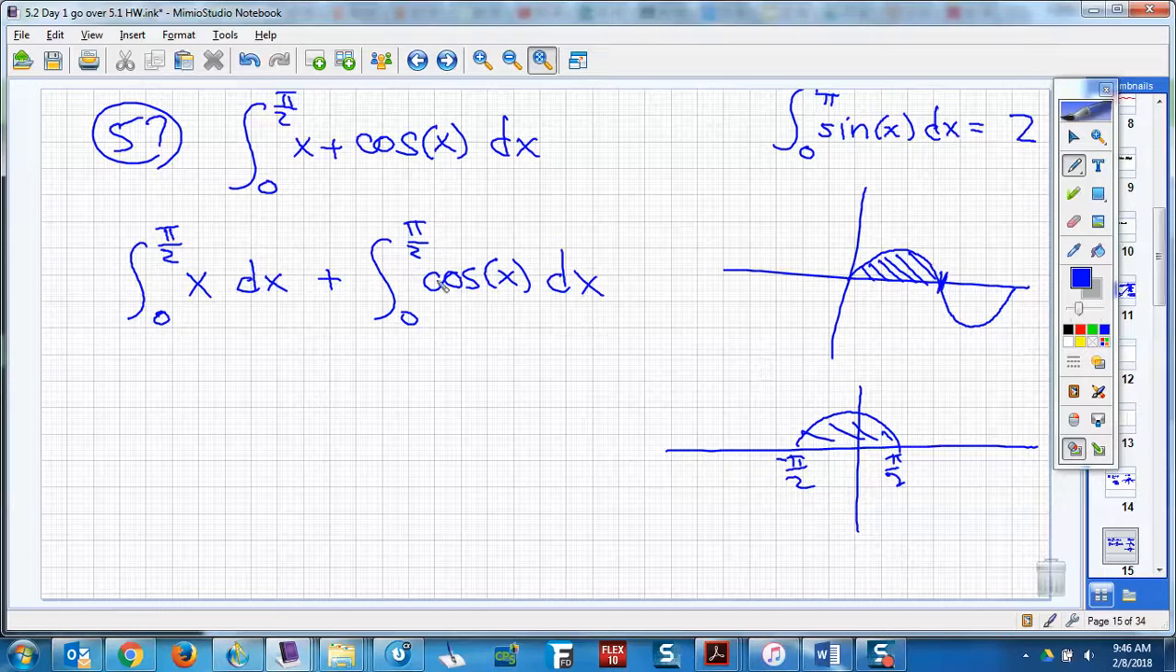Well, let's draw a picture. Well, I already got cosine, 0 to pi halves. So 0 to pi halves would just be that part. Well, what's that? That's got to be 1, right? Because of symmetry and everything else. That's got to be 1. And then what is this?